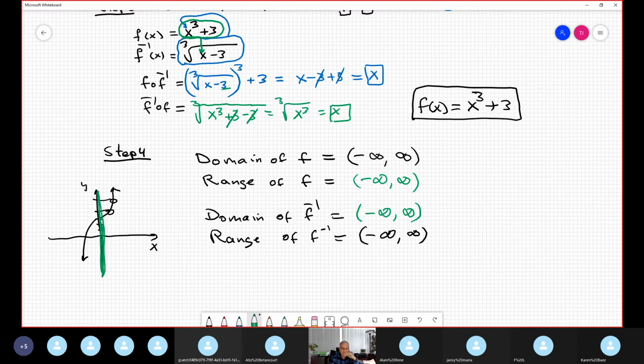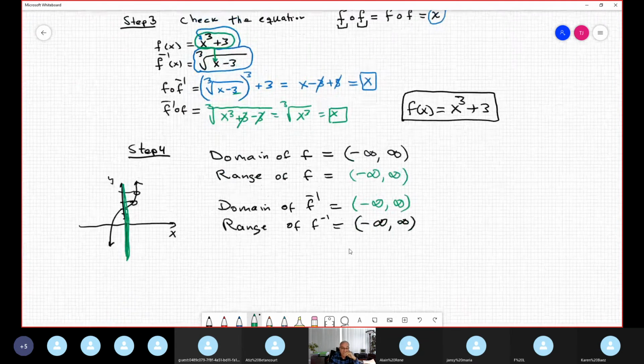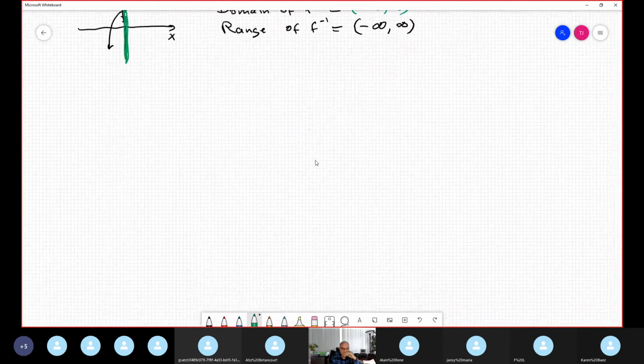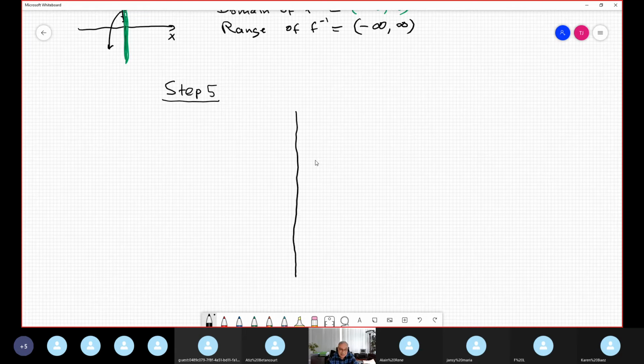Okay. The last part, step 5, is very, very interesting. Step 5 is the graph. Let's do the graph of both the original and the inverse. But let's do it in one super easy way, after we do the decimal ones. But okay, let me try to do my best by hand.